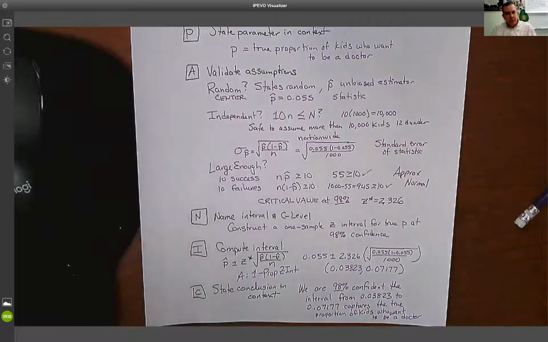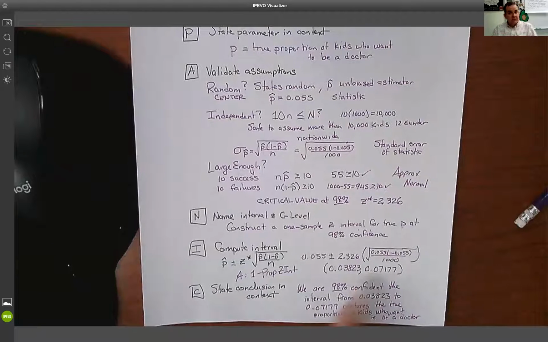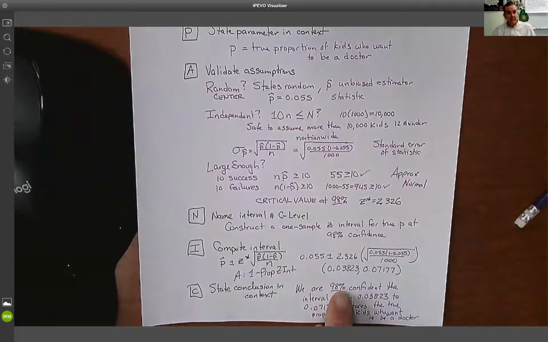And then there are usually follow-up questions that come out of this, like, would you be surprised if the real answer was 10%? Well, yeah, I would, because 10% is not in my range. We're also going to talk about what happens when I play with this number here, 98%. If I want to be more confident, let's say 99% confident, my interval would get wider. So it might be like 3.7 to 7.3. If I was less confident, I'd want my interval to go down.